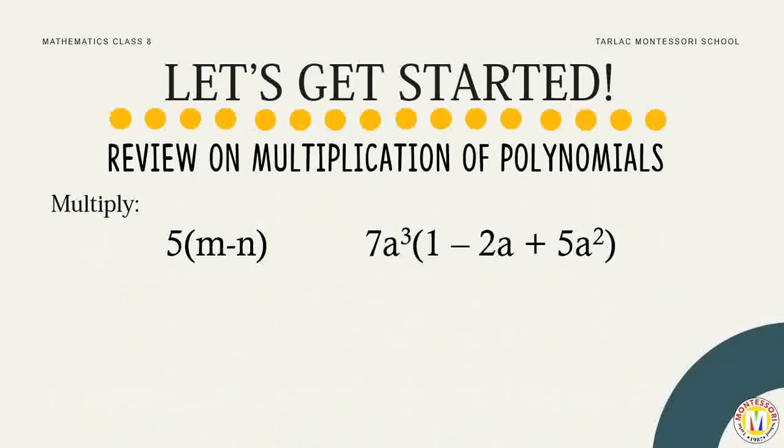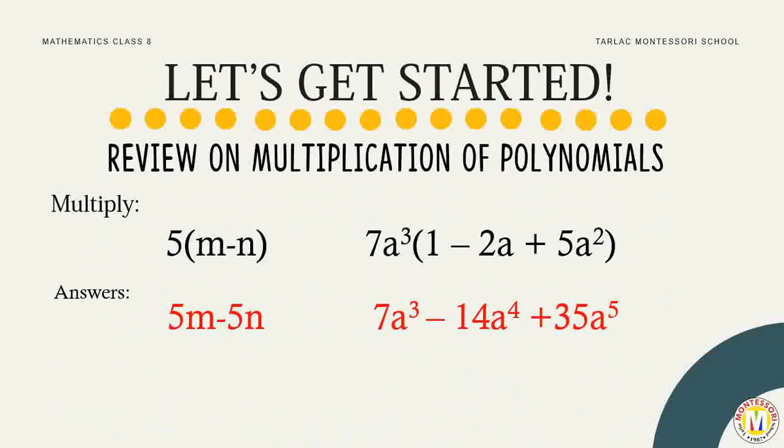So let's get started. Let's have a review on multiplication of polynomials. I have here the polynomial 5 multiplied to m minus n, and 7a raised to 3 multiplied to 1 minus 2a plus 5a squared. Now, on this one, we're trying to multiply 5 to m minus n. So what we did here is to distribute 5 to m minus n. We distribute 5 to all of the terms inside the parentheses, in this case m minus n. That's why we have 5m minus 5n.